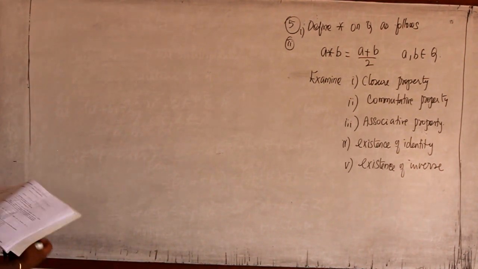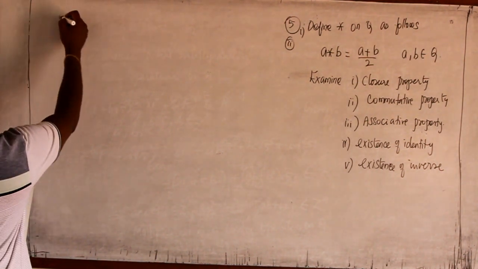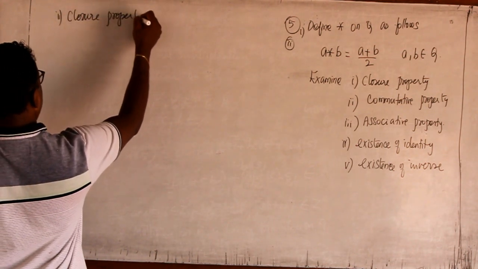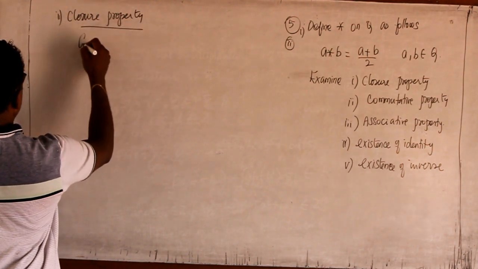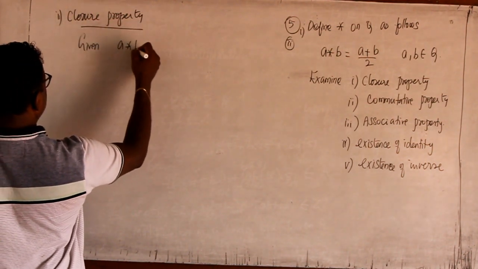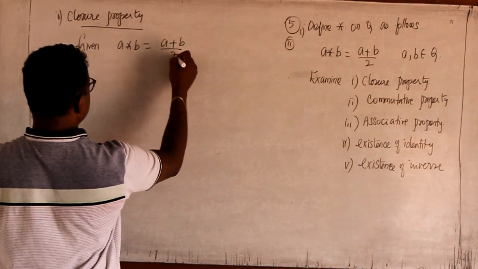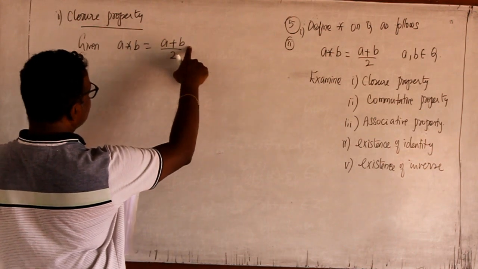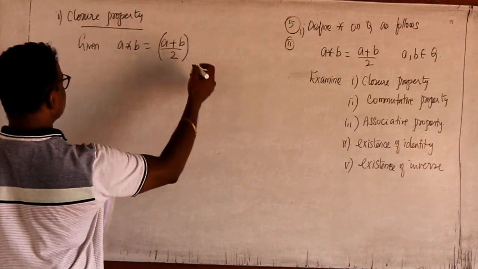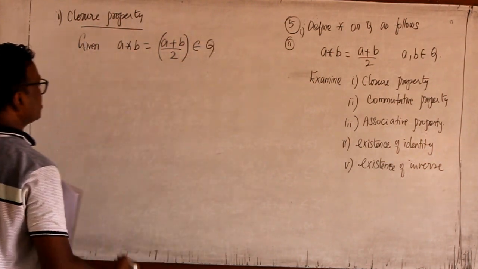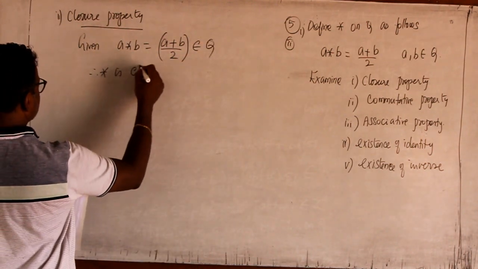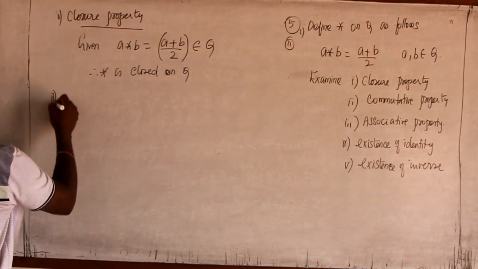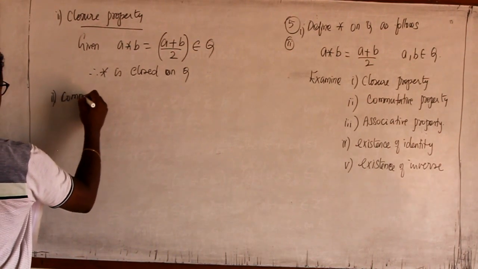First we shall go over closure property. First one, closure property. Given A star B equal to A plus B by 2. A is a rational number, B is a rational number. So the addition of these two will be a rational number, and if it is divided by 2, then also it is a rational number. So definitely this belongs to Q. Therefore, star is closed on Q.